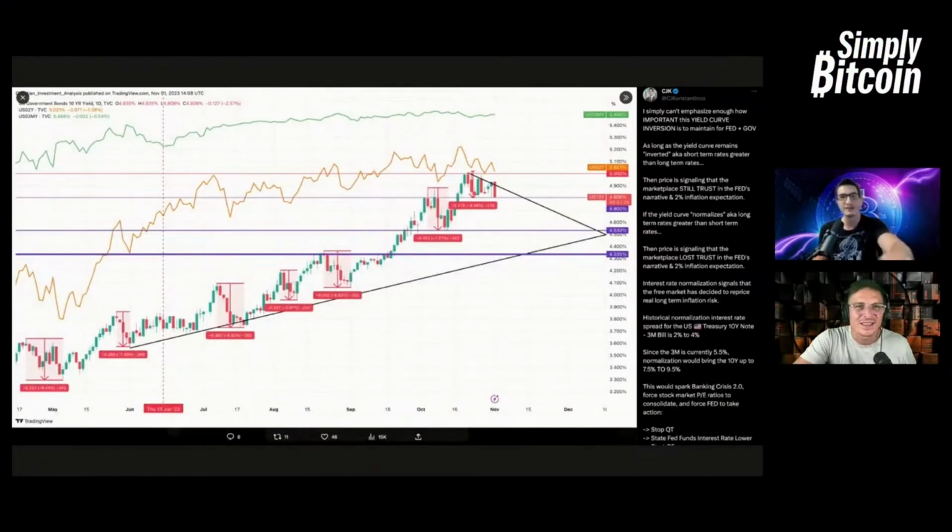You can see the 10-year as the candles, and the 3-month is the green line. If the 10-year rate goes above the green line by the historical spread, in other words, there's going to be a crash. Treasuries will sell off so fast that it will be hard to comprehend. And the spread will be 2 to 4%. So 5.5% plus 2% is 7.5%, and 5.5% plus 4% is 9.5%. So you'll see the 10-year note post normalization shoot to 7.5% all the way up to 9.5%.